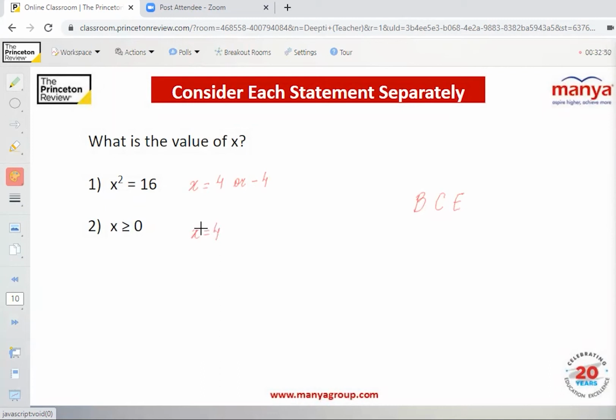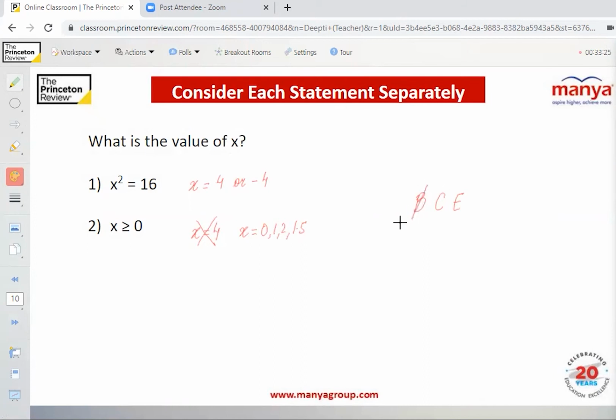Actually, no. Because when I am at the second statement, I'm carrying forward the information from statement number 1 to statement number 2, which is actually wrong. When you are at the second statement, you have to evaluate it alone. So x is greater than or equal to 0. It means it could be 0, 1, 2, 1.5, and so on. So am I getting a specific value as the answer to my question? And the answer is no. So the second statement is actually insufficient.